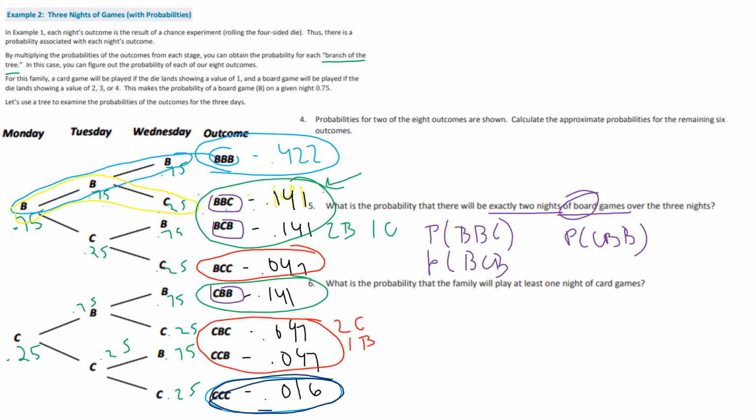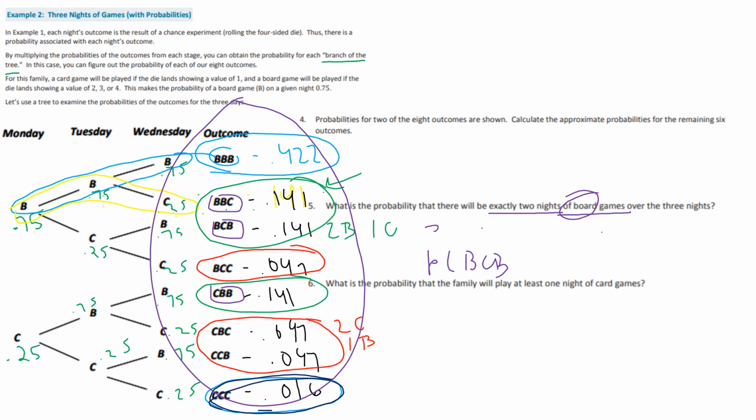This is just saying that of all of these 8, what is the probability that these 3 out of these 8 are going to happen? So instead of multiplying, we're actually going to add these. We know these are our 0.141s, so we're going to do 0.141 plus 0.141 plus 0.141, or if you're intuitive, 0.141 times 3 is the same thing.